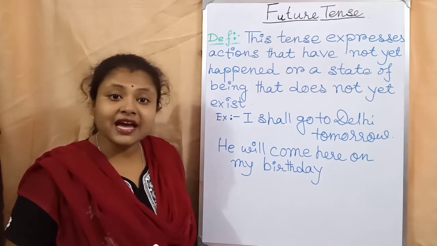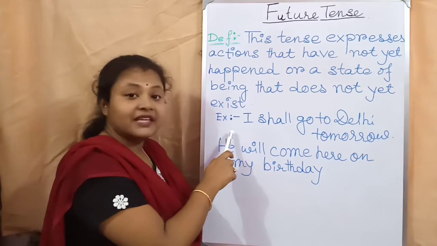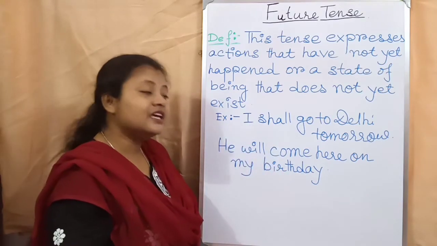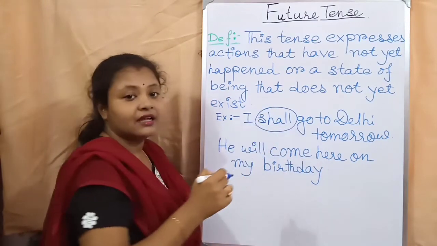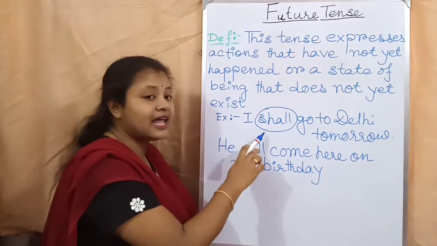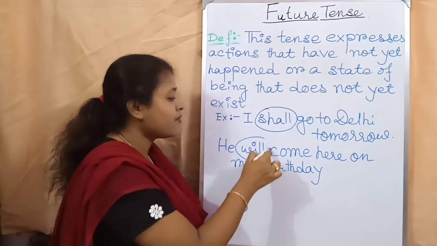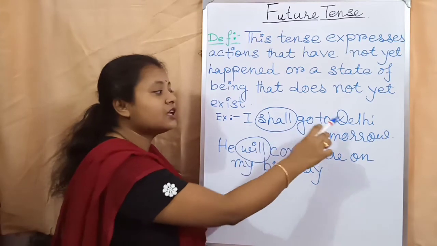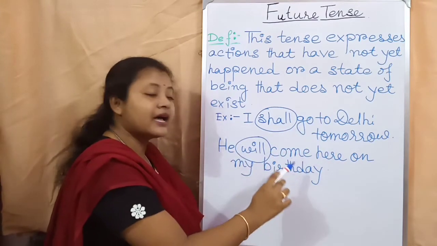How will you understand that this sentence is written in future tense? Look at the example over here. I shall go to Delhi tomorrow. So here, I shall. Here, shall. Look at the next sentence. He will come here on my birthday.